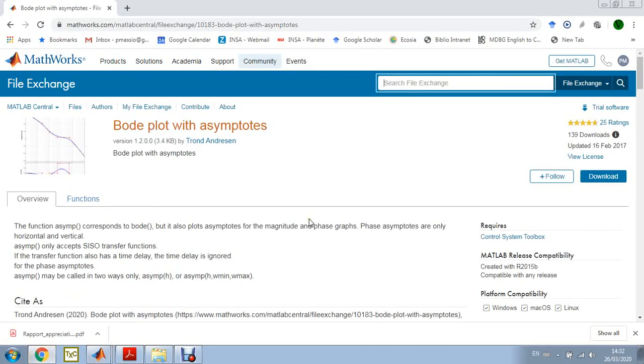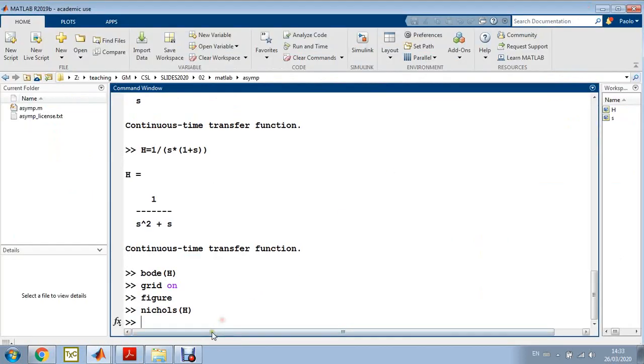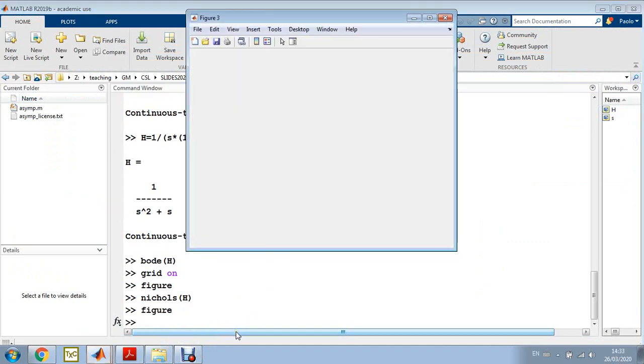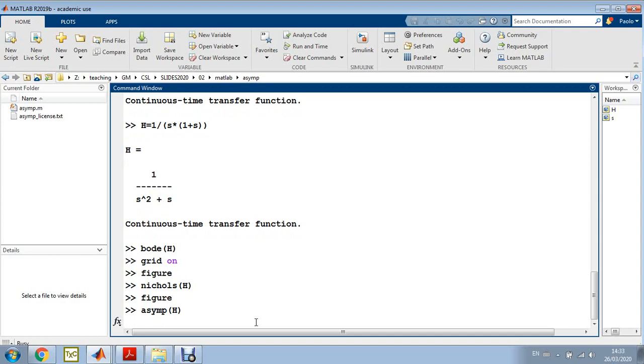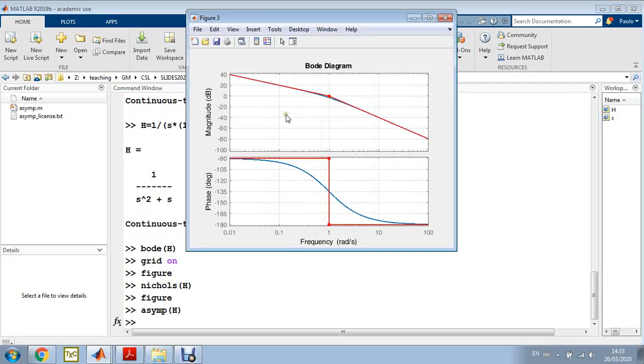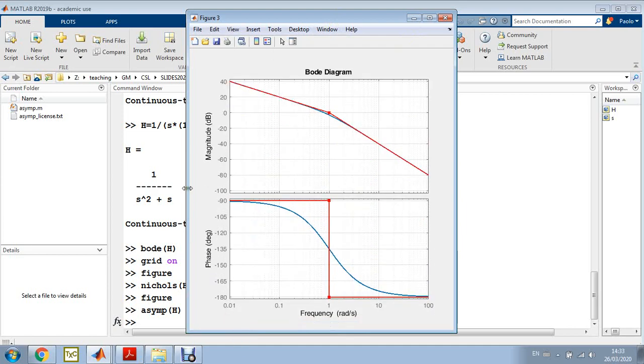It's a Bode plot with asymptote, which is easier to compare than the smooth Bode plot. You can find it just in the MathWorks website. And this function, you will see, just throws the asymptote together with the curve. It's this one. There are several versions available. I found this one. It's called asymp. Well, it does the job. You see it over here. You have both the diagram and asymptotes at the same time.